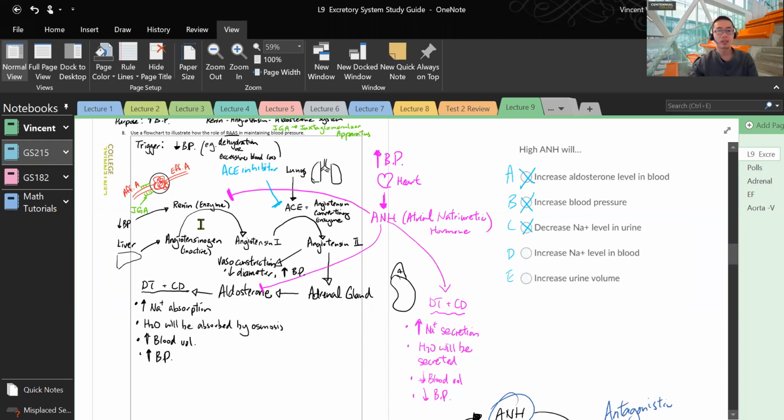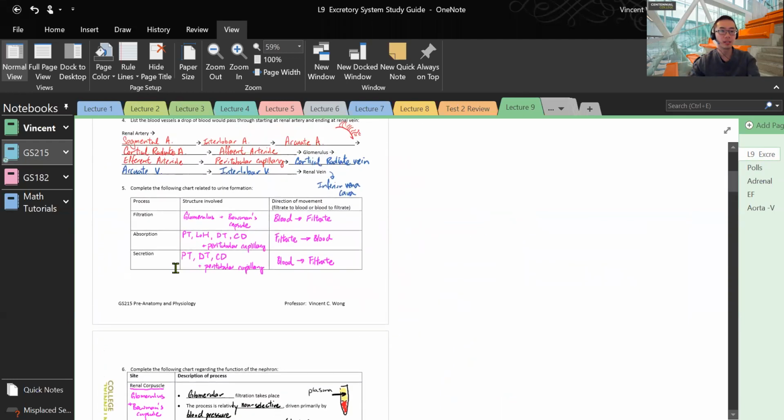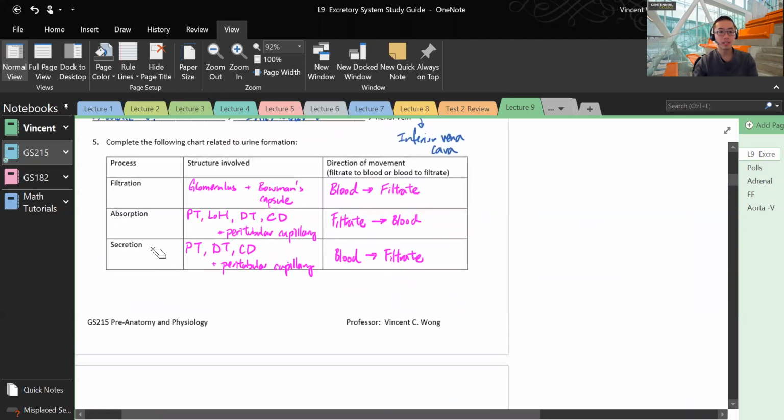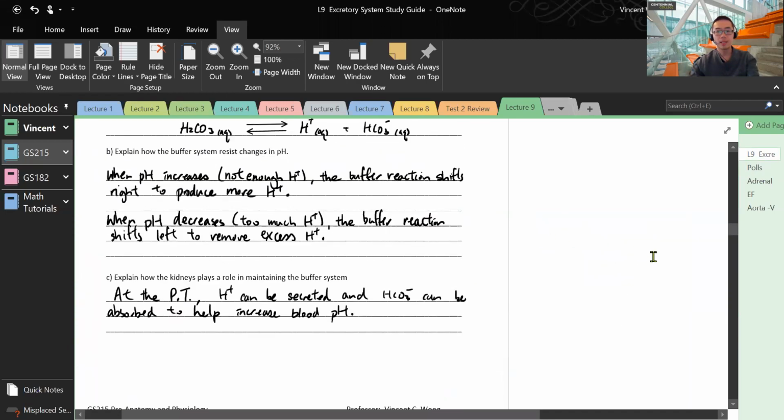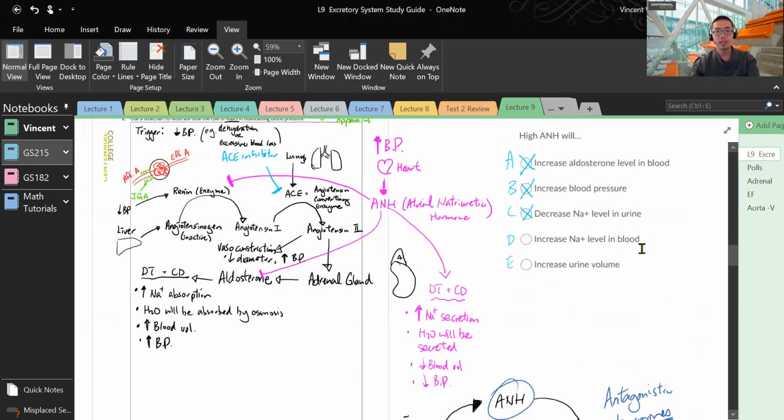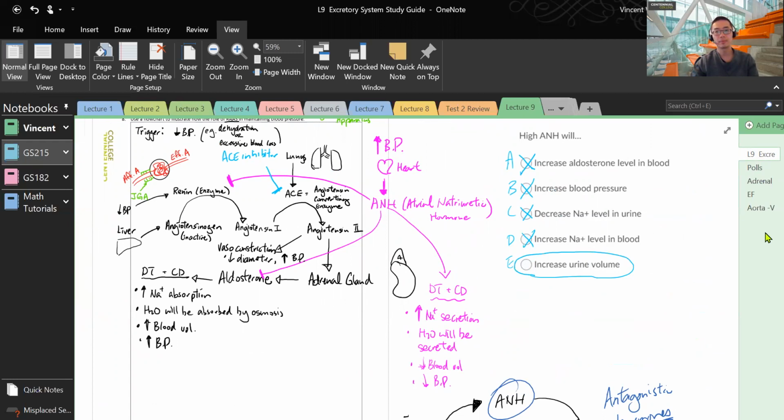Look here, right? Secretion, we defined that earlier. Secretion means from blood to filtrate. So that means if you're putting it in the urine, you are actually not increasing it in the blood. So the answer is increase urine volume. You're peeing it out. Right? Hope that makes sense.